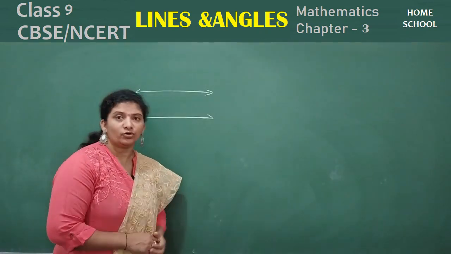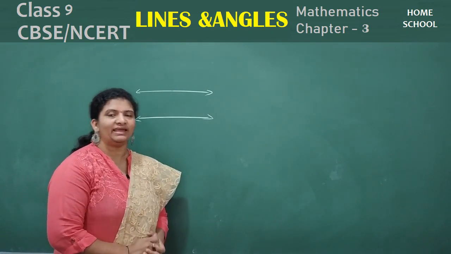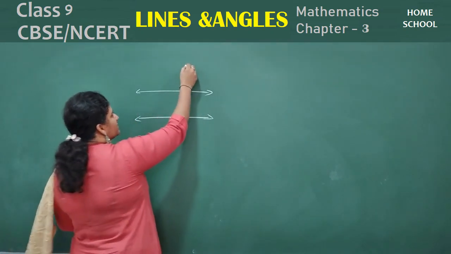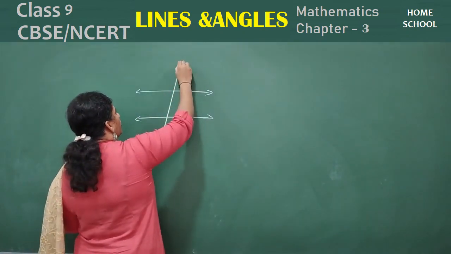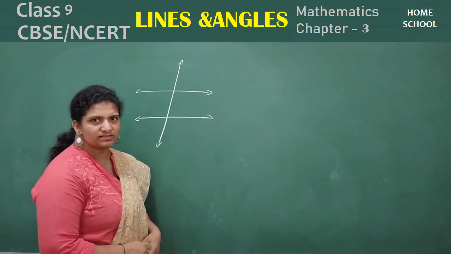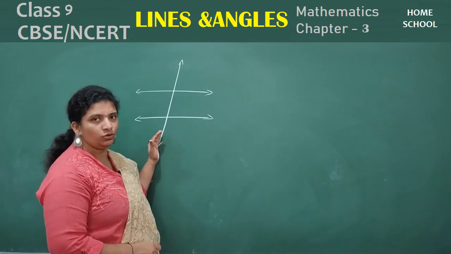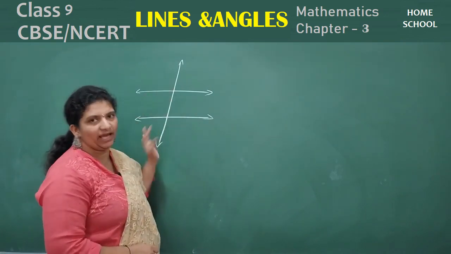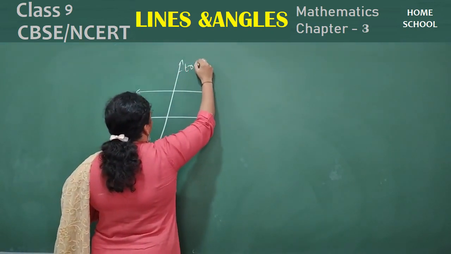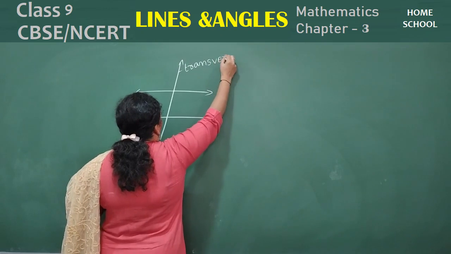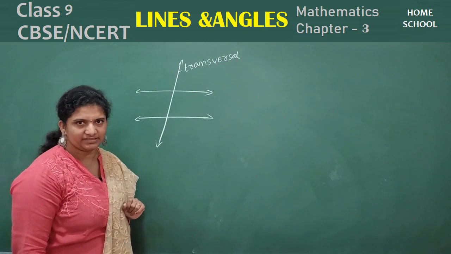So look here, children, now we are going to learn about what is a transversal and how it is dividing into many angles. So look here, transversal, it is a line. Observe carefully. I'm going to draw a transversal. What is this transversal? It is a line passing through two different points in between two lines. Okay. So we call this line a transversal. Right? And these two are different lines.